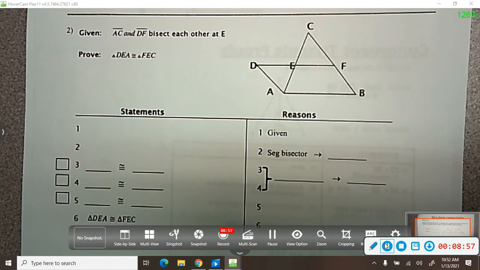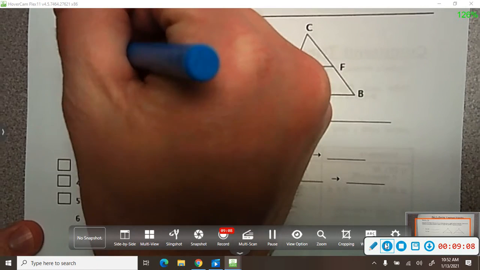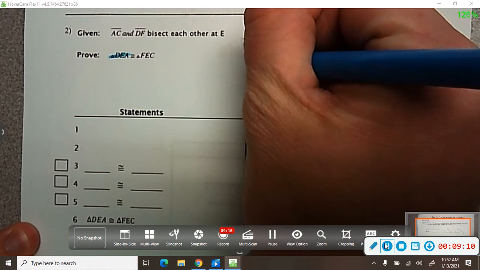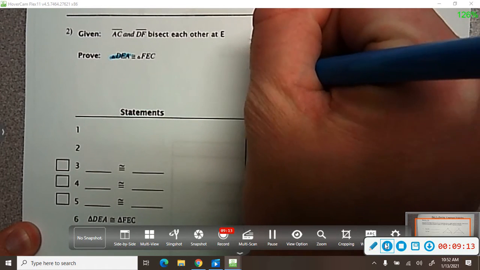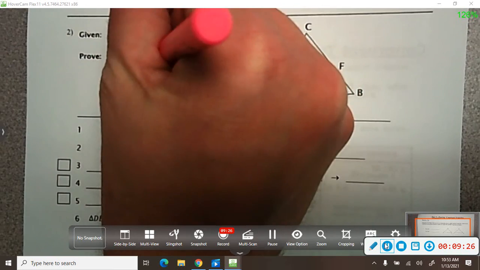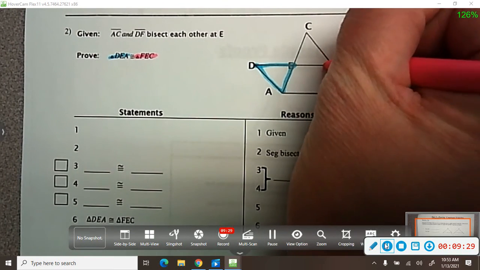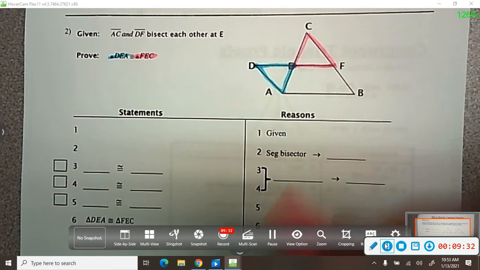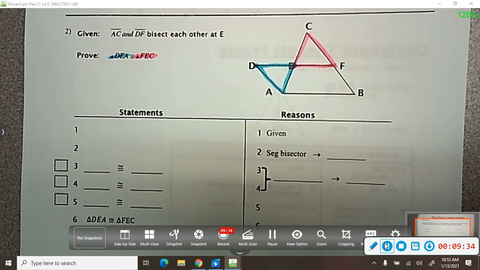So we're given some information, and then we're supposed to prove that triangle DEA, and sometimes I like to see what I'm trying to do. So I'm trying to prove that DEA, which is this one, is congruent. Especially when there's multiple triangles on here, I like to mark what I'm looking for. So I'm trying to prove DEA is congruent to FEC. And that helps me a lot. I'm just trying to prove the blue one equals the pink one.